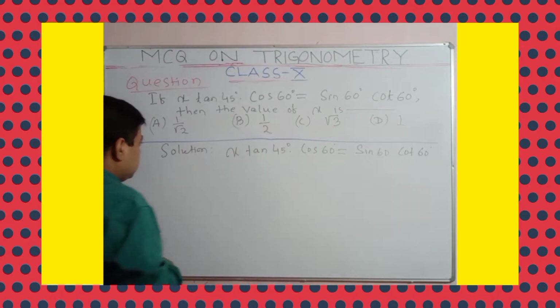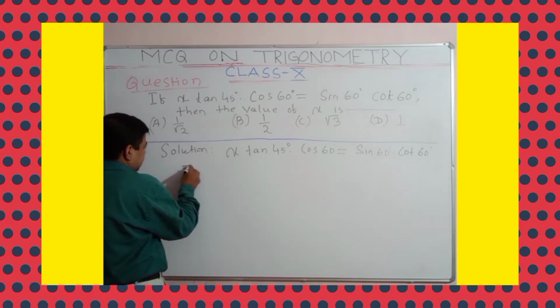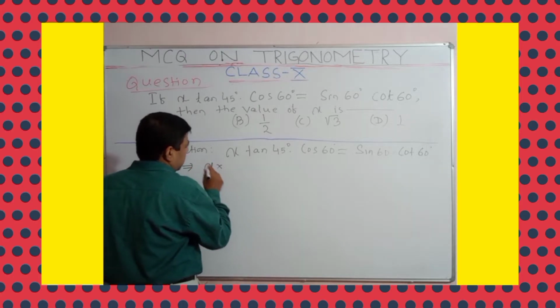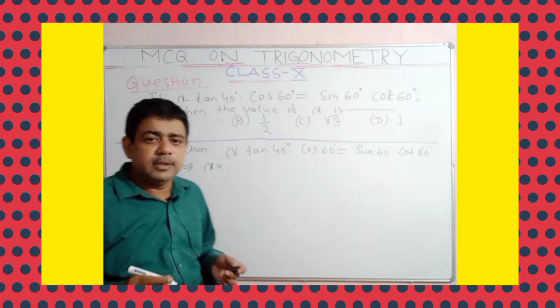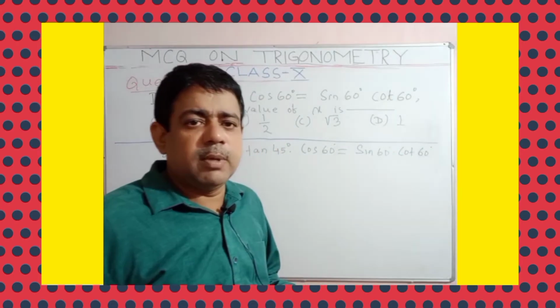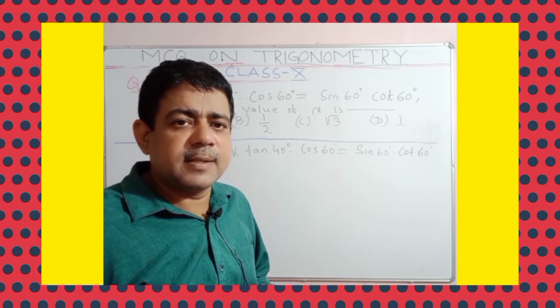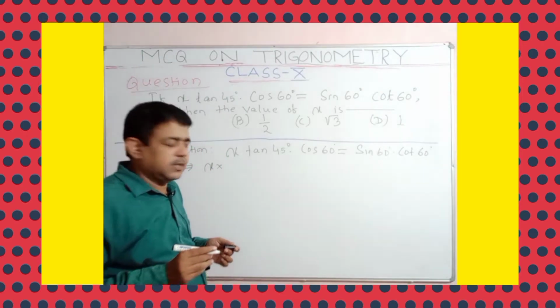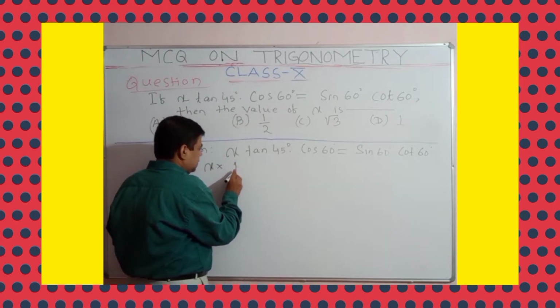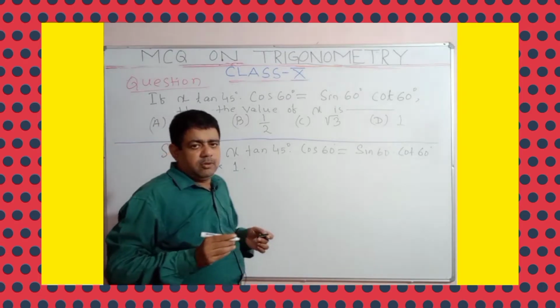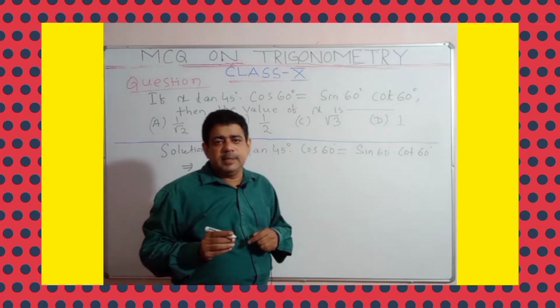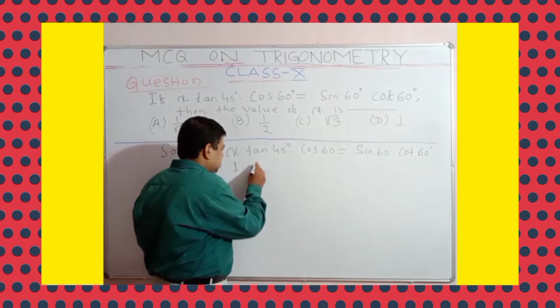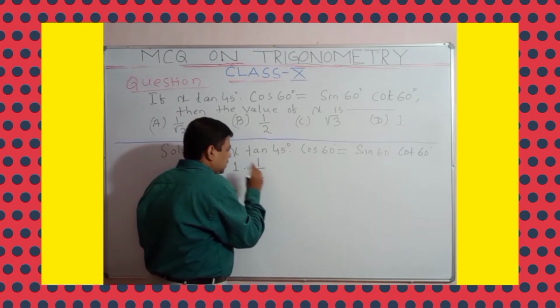So let us use the value of tan 45 degree. So x into tan 45 degree. Okay. Yes, you say. What is the value of tan 45 degree? Yes. Tan 45 degree is what? 1. Yes. Into, what is the value of cos 60 degree? Cos 60 degree what? Yes, 1 by 2.